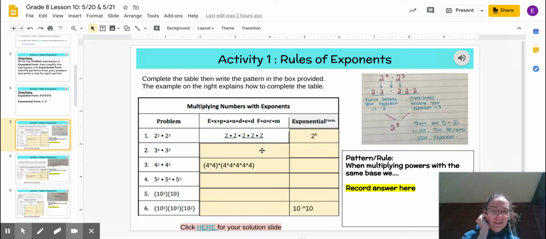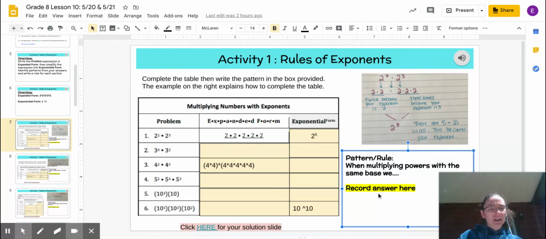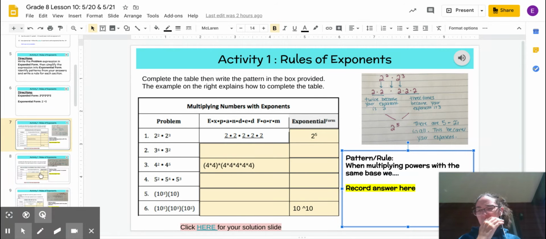So you're going to expand out in this box, and you're going to write your exponential form here. Then in this box down below, you're going to write your rule for when they have the same base and you're multiplying. Okay, so then we look at slide number 8.